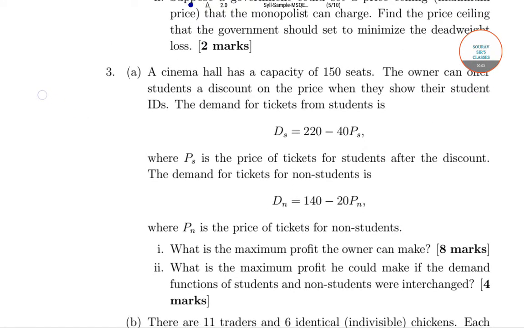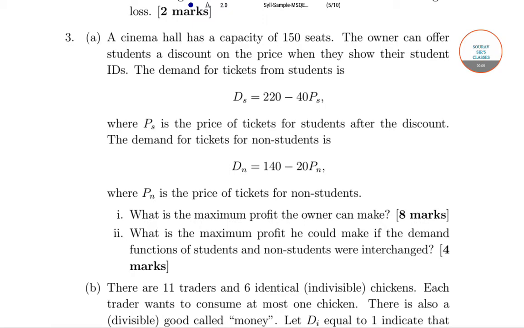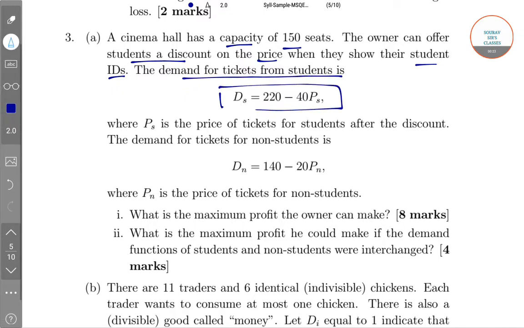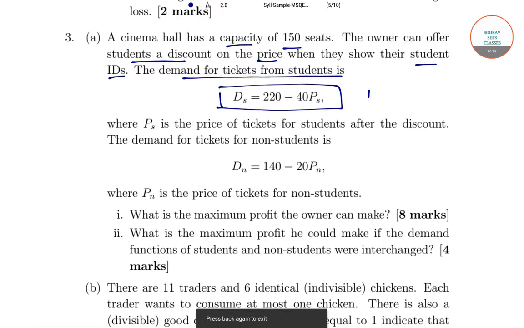In today's video, we will be solving a question from the ISI MSQE Economics Entrance Exam. In this question, it is given that a cinema hall has a capacity of 150 seats. The owner can offer students a discount on the price when they show their student IDs. The demand for tickets from students is given as DS equals 220 minus 40 PS.